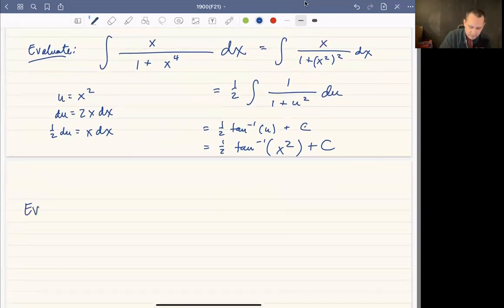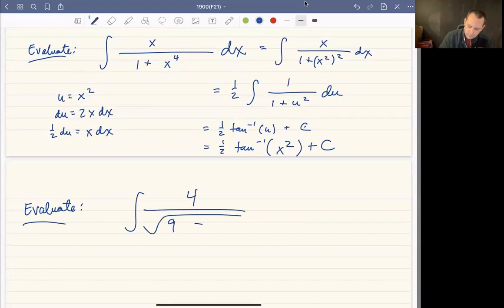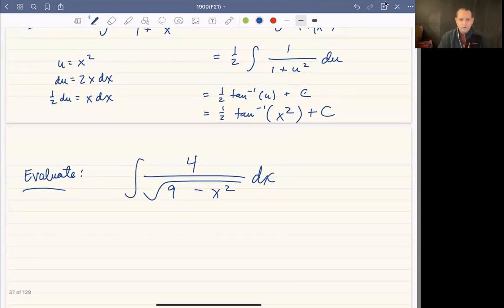If we were to evaluate, say, the integral of 4 over the square root of 9 minus x squared. Okay, let's think about how we would evaluate that integral. What we're going to do is first notice that this looks a lot like an inverse sine function because you have a constant. I mean, this 4 can move outside. I don't care. The only annoying thing is that if this was a 1, this would be inverse sine.